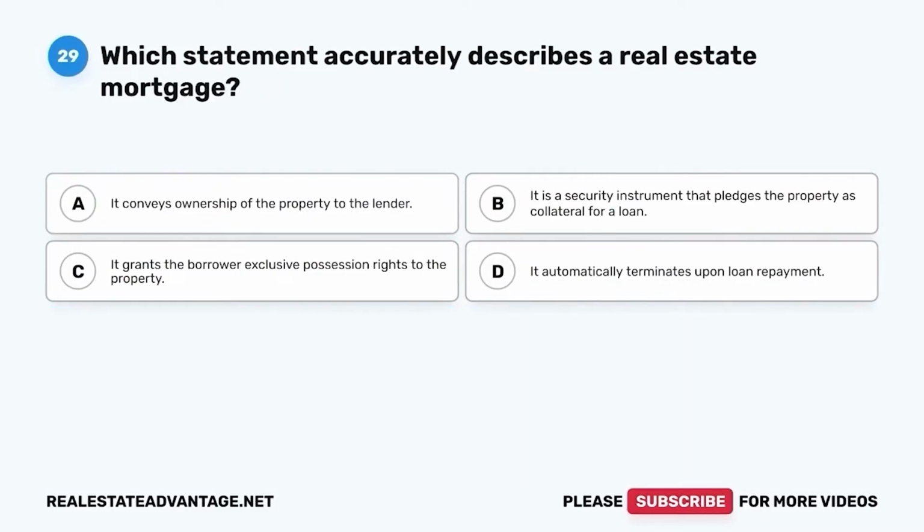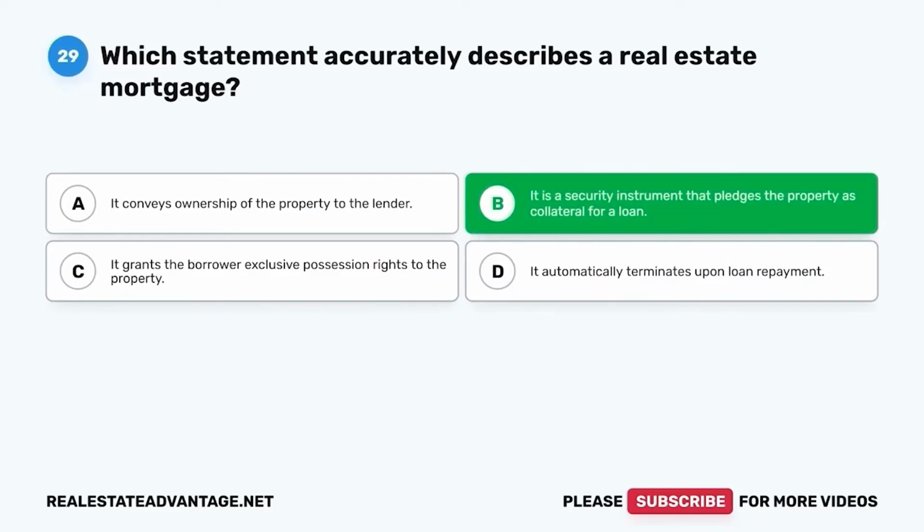Question 29. Which statement accurately describes a real estate mortgage? A. It conveys ownership of the property to the lender. B. It is a security instrument that pledges the property as collateral for a loan. C. It grants the borrower exclusive possession rights to the property. D. It automatically terminates upon loan repayment. The correct answer is B.